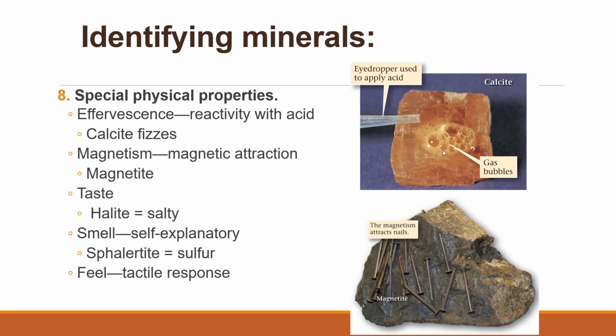Feel, so a tactile response to it. So talc feels like baby powder. It's very soft and silky. Graphite has a similar feeling as well, but graphite has a very different color. Graphite has the property that you can write with it very easily because it's the same stuff that's in your mechanical pencils. So that would be an example of a special physical property.